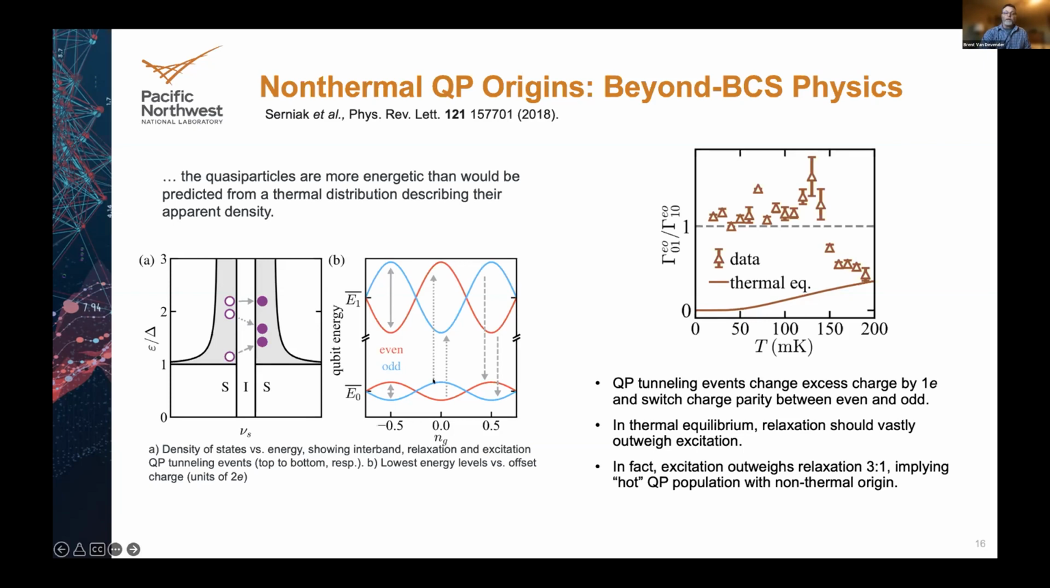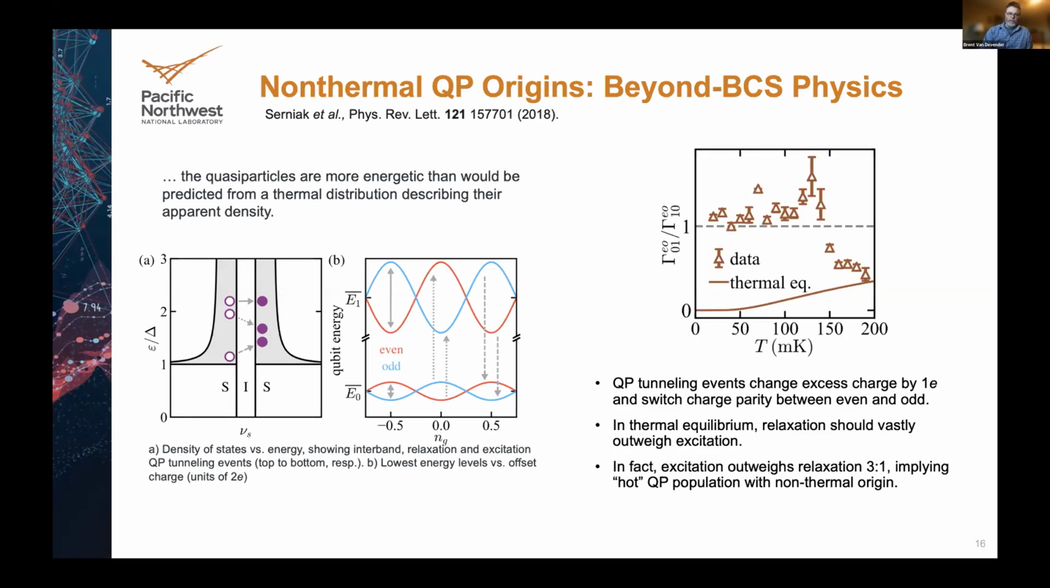And you can see the difference between the ground state energy and the first excited state, which determines the operation frequency of the qubit, is very different depending on the parity. And so they can just watch these frequency changes and count. What they find is that the tunneling events are not what you should see if there were just thermal quasi-particles, where the relaxation should vastly outweigh the excitation.